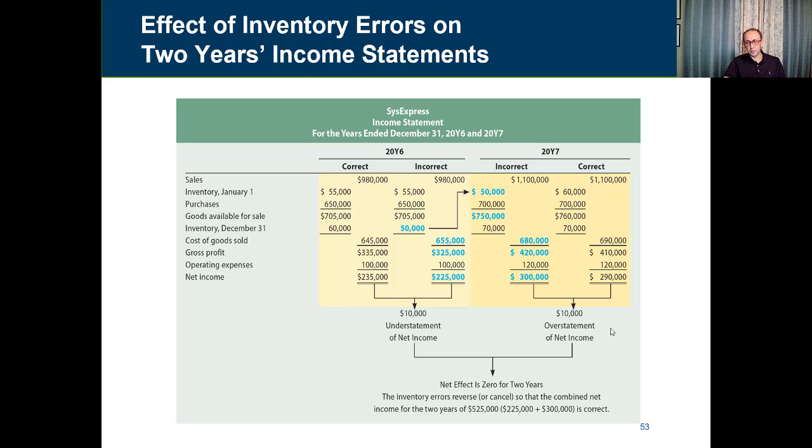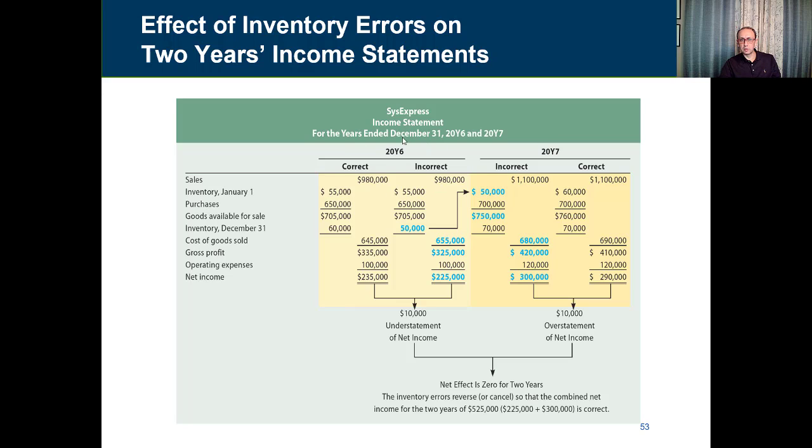It solves the problem, because if you think about it, ending inventory of 1 year is the beginning inventory of the next year. So if we made an error with our ending inventory in 1 year, that would have an impact on cost of goods sold and net income in one direction. Then this same ending inventory overstatement or understatement would be the beginning inventory in the following year. It's going to have an opposite impact on cost of goods sold and net income in the following year. So let's see this with an example.